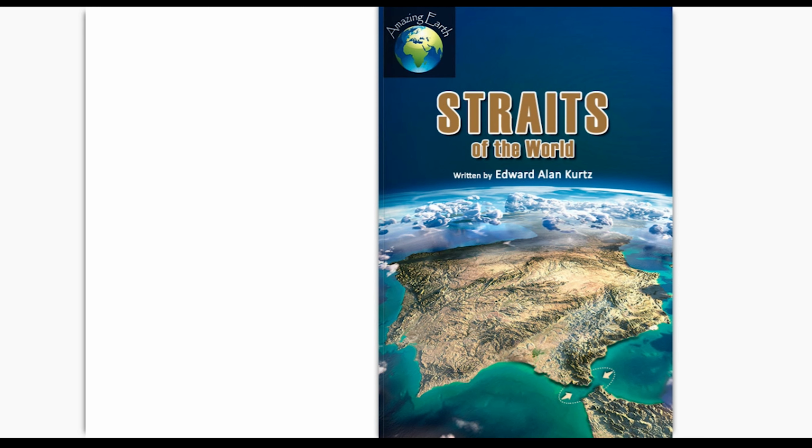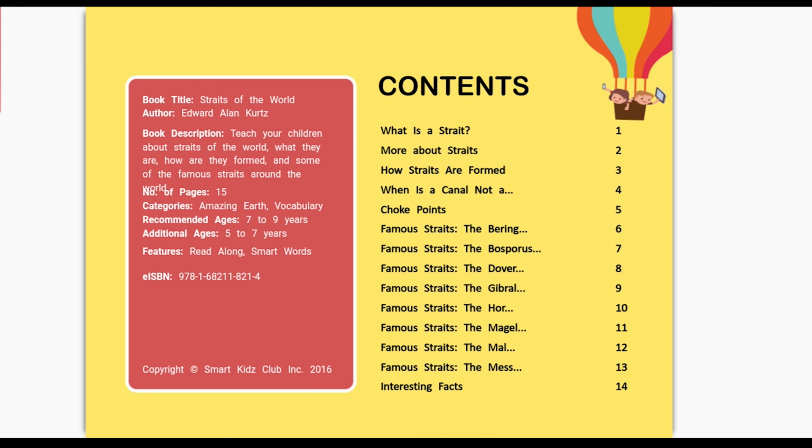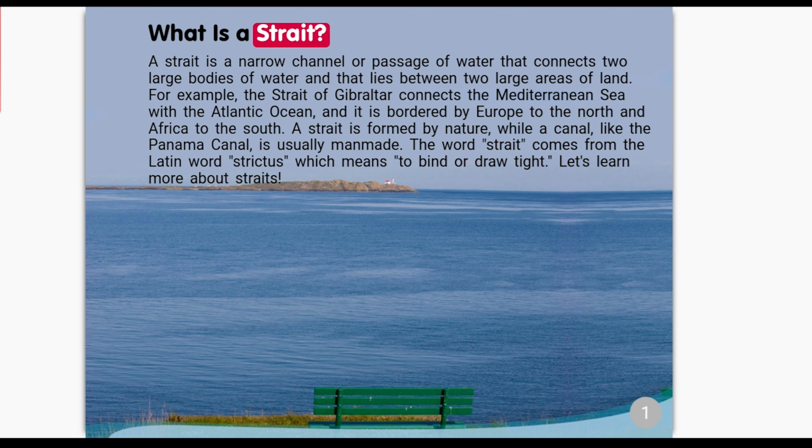Straits of the World, written by Edward Allen Kurtz. Contents at a glance. What is a strait?